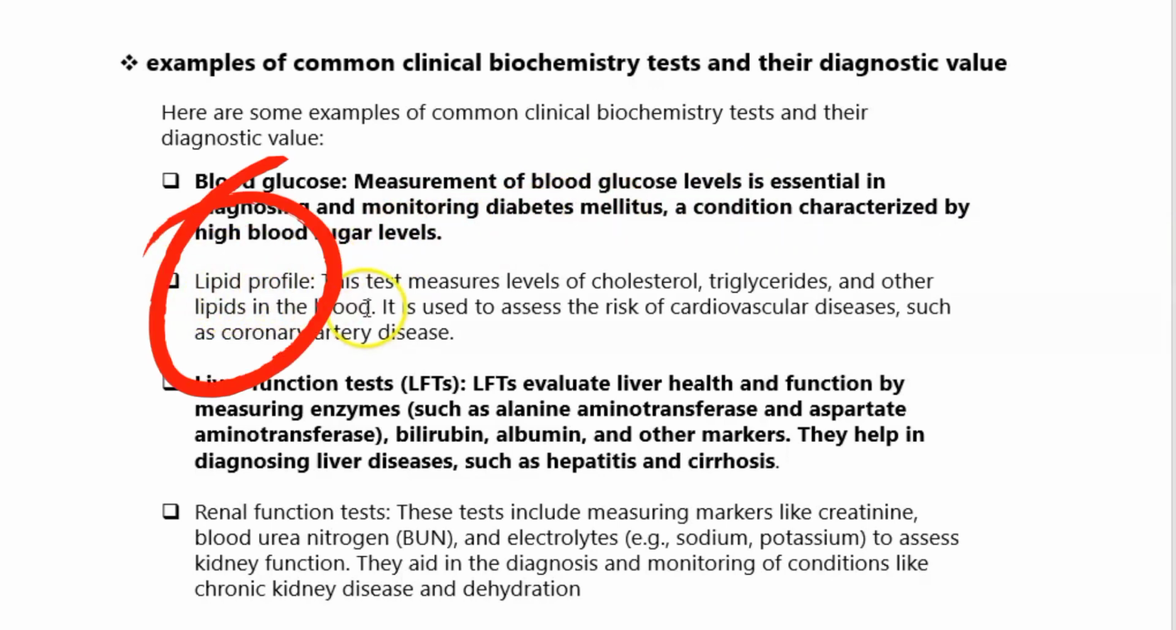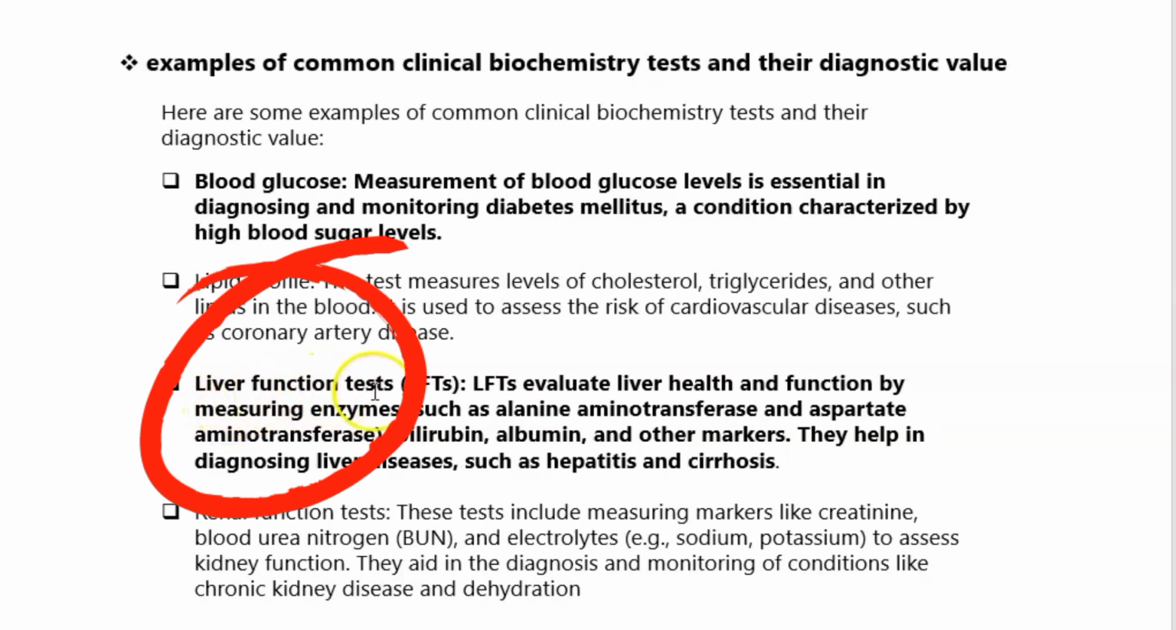Number two, lipid profile. This test, lipid profile, will help us to know the level of cholesterol, triglyceride, and other lipids in the body. So it is an indication for us to know the risk of an individual, of a patient, to a cardiovascular disease, such as coronary artery disease or myocardial infarction, what we call heart failure. So the level of cholesterol and triglyceride will give us a good indication of cardiovascular disease.